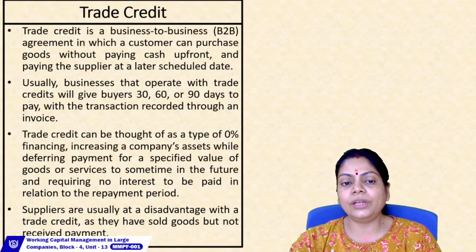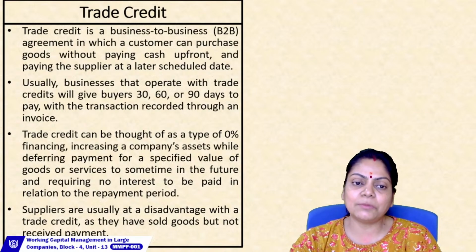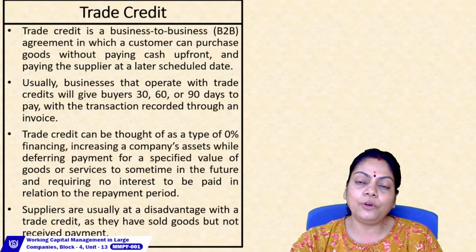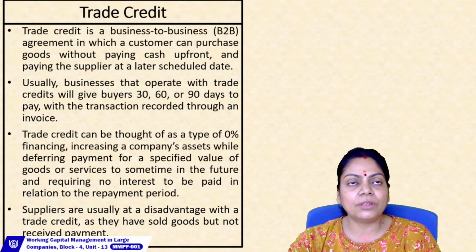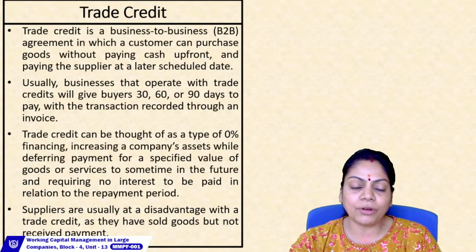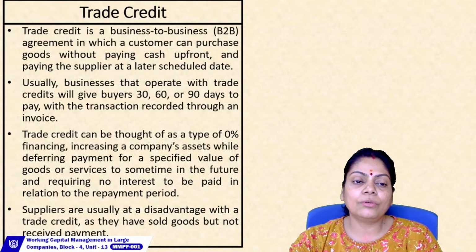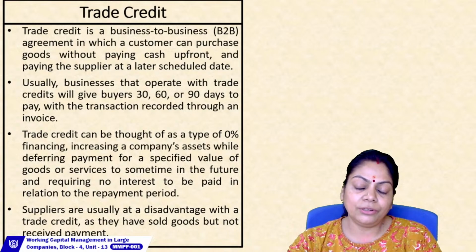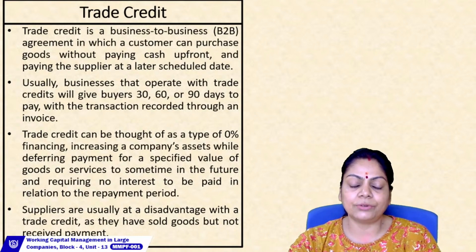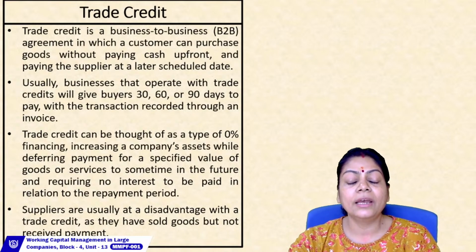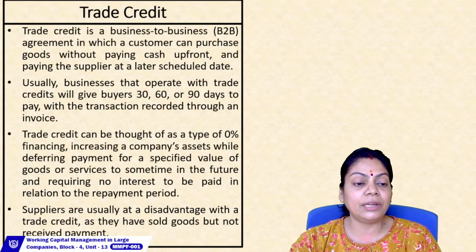Usually in India, businesses operate with trade credit, where they give buyers usually 30-day or 60-day or a maximum of 90-day credit to pay. This is the norm in India. These norms vary from country to country. These transactions are usually recorded through an invoice, so in order to keep track, they are always recorded through an invoice.